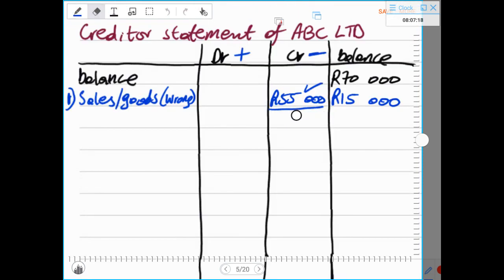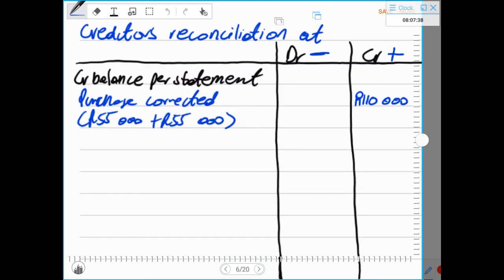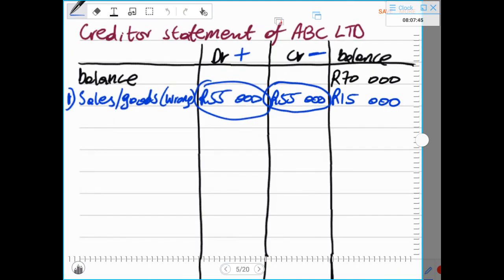Now, from the creditor's statement perspective, meaning from the viewpoint of our creditor, now that they have made a mistake of recording 55,000 rands on the wrong side, when they are correcting this amount, they will have to say 55,000 on the debit side. Remember, their debit is our credit. So the minute they make a correction on the debit side, we are making a correction in our point of view on the credit side.